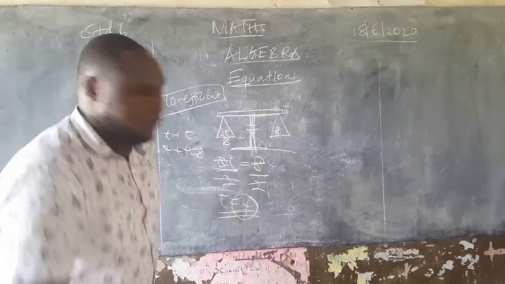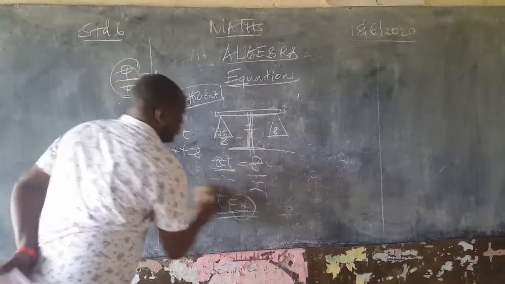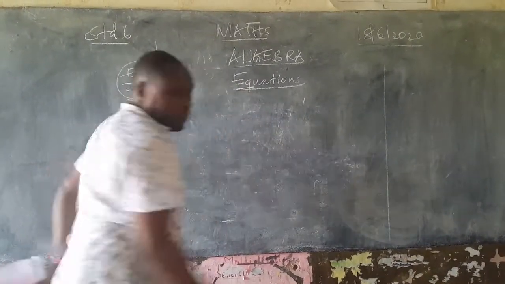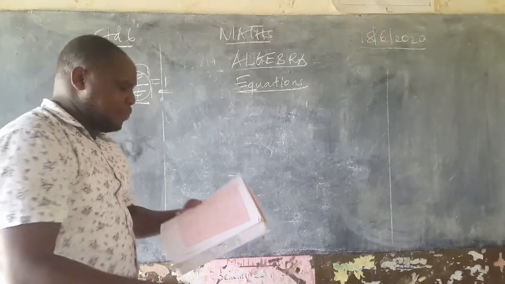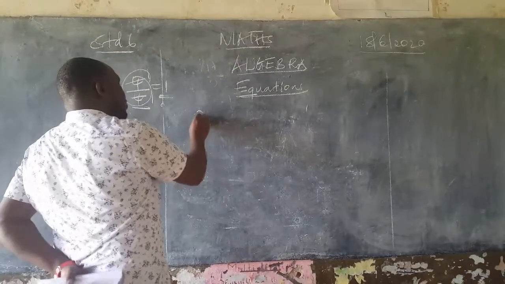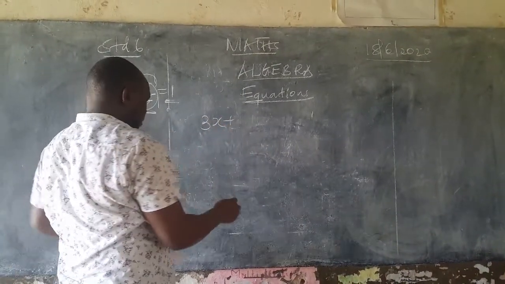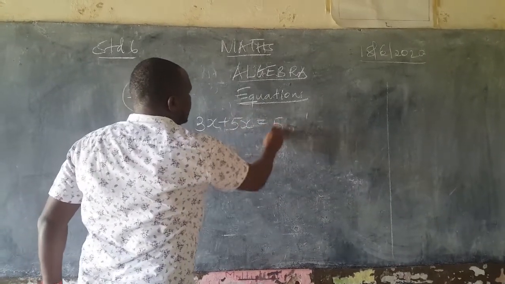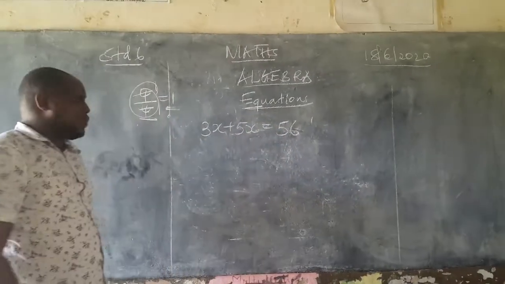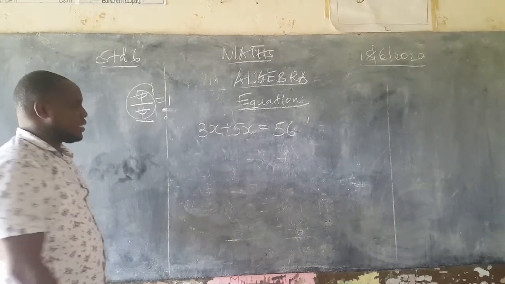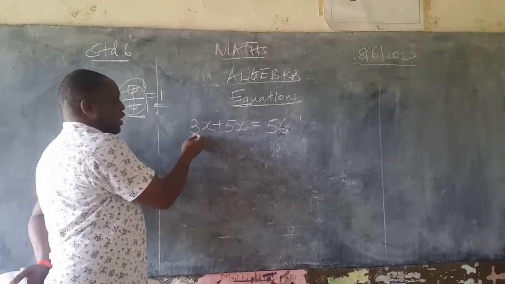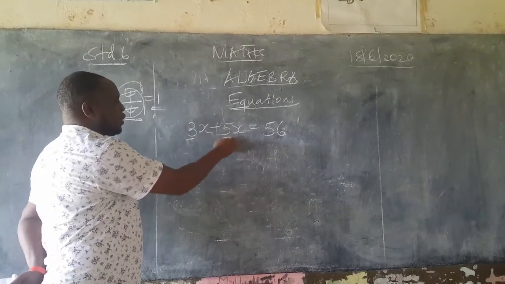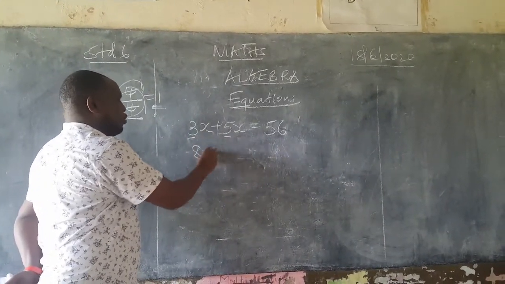So I want us to move to another example whereby we are going to pick questions here. Like we can have 3x plus 5x is equal to 56. Look at this, learner. This is 3. So we pick the numbers. They're all numbers. 3 plus 5, you get 8. And then you place the x there.